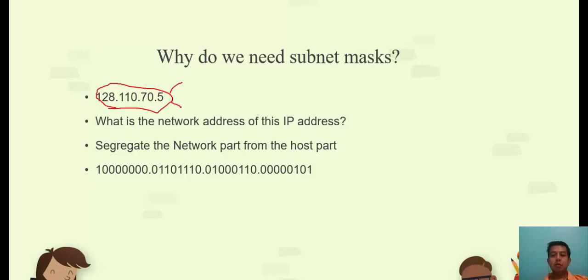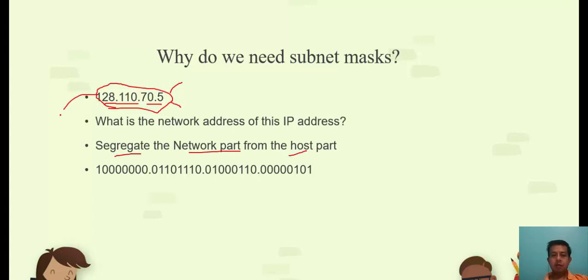Clear? Now since we have seen how the classes are arranged, by looking at it I can say that the first two octets are used for the network part and the other two octets are for the host part. So I can say this is the network part and this is the host part, but how does a router know? How does a router find out what is the network part and what is the host part? Given an IP address, my task is to segregate the network part from the host part.